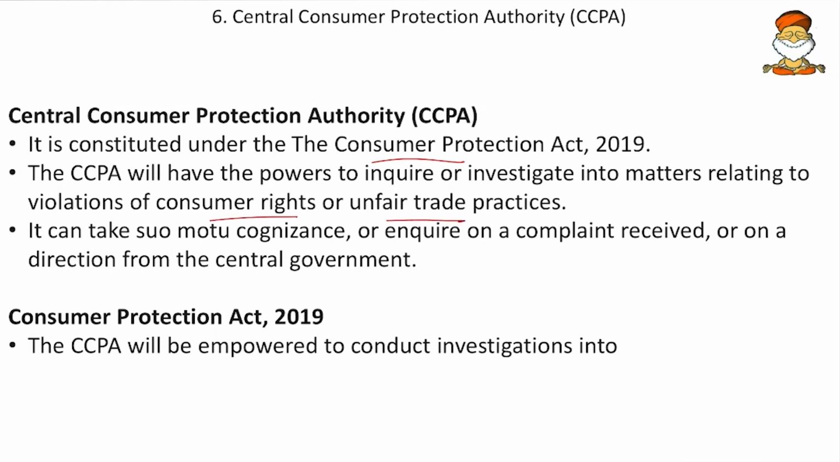So as natural, not so big a fact. Then it can take suo motu cognizance or inquire on a complaint received or on a direction from the central government. So in all these ways, they can take up a complaint and they can air the grievance.